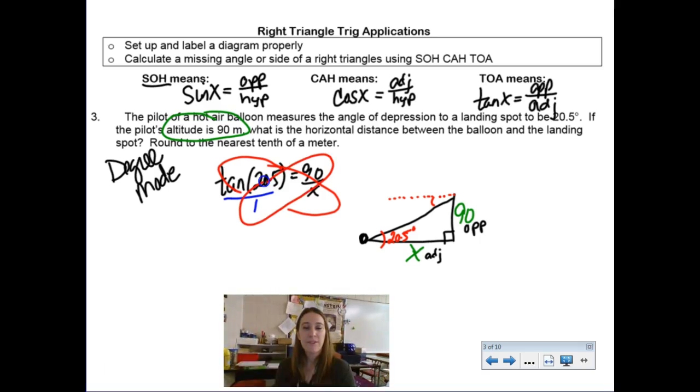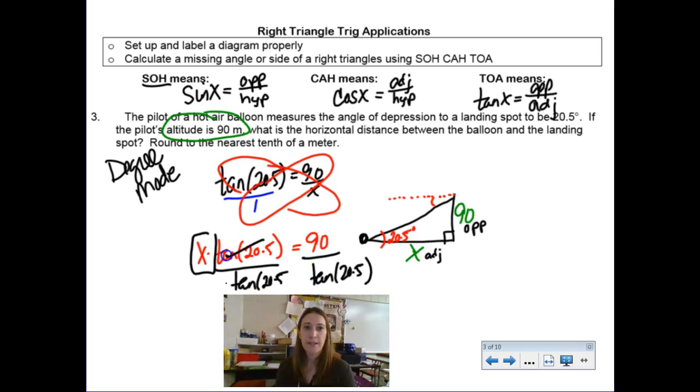So you end up having x times tangent of 20.5, I'm just on my paper right now, equals 90. And now I can see what I'm supposed to type in my calculator, because if I'm solving for x, I'm going to divide 90 by the tangent of 20.5. So please don't bother asking me that on a test. I cannot answer that for you. You have to know. That's actually the skill.